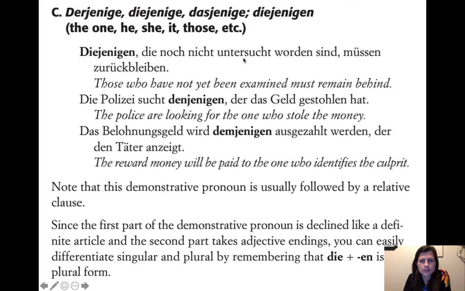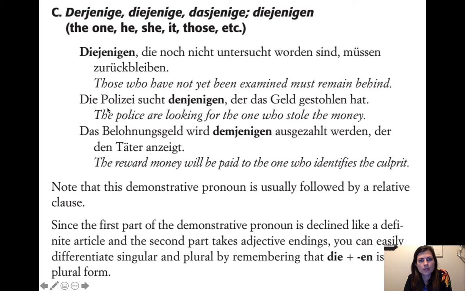Diejenigen, die noch nicht untersucht worden sind, müssen zurückbleiben. Those who have not yet been examined must remain behind. So it's just another way to say those. It's pretty common actually. So it's usually followed by a relative clause like this. Die, those who, whatever it is.